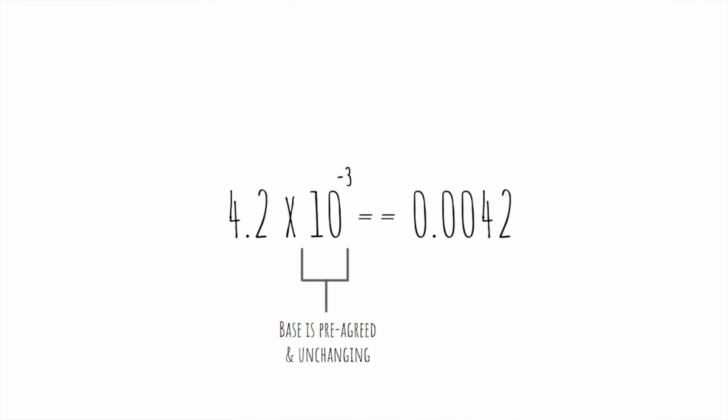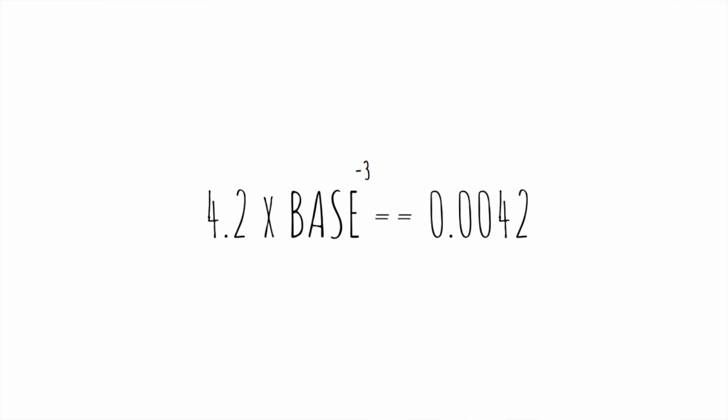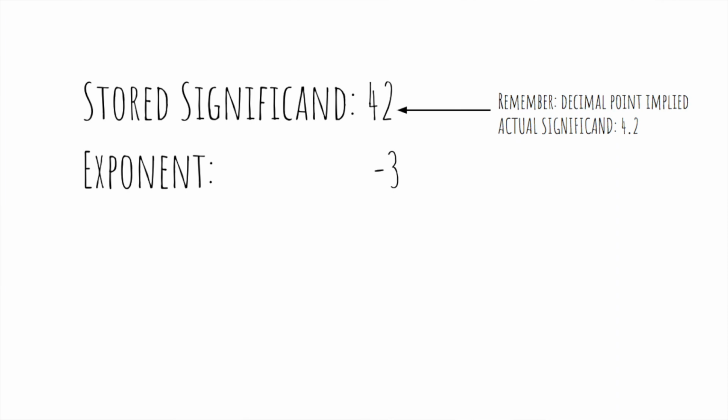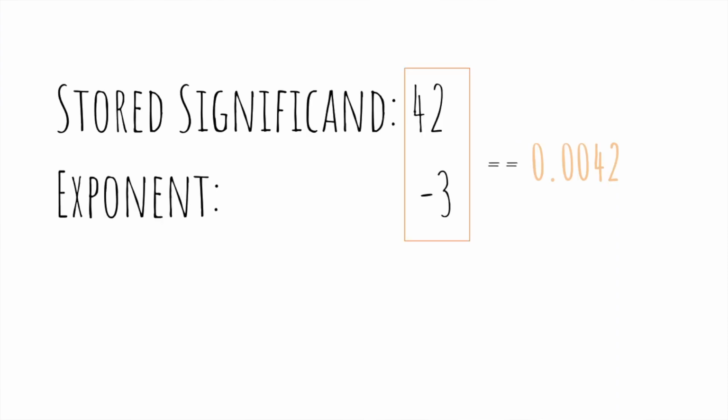we know that in this case we're going to pre-agree the base is 10 decimal and it won't change. As long as the program knows that the base is 10, we don't need to store it. This leaves us with the exponent and the significand. We're going to assume that the decimal point always comes after the first character, so we don't even need to store that. This means that in memory we can store just two numbers. The number 42, which is the stored significand, which is actually representing the number 4.2, but we don't need to write the decimal point, and the exponent, which in this case is -3. And this is all the information we need to store the decimal 0.0042.